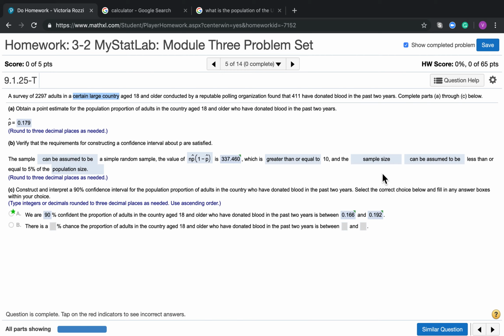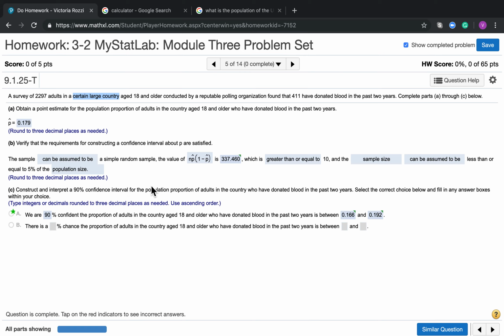So we're assuming here, I'm just using the US as an example, they just said a large country. The sample size can be assumed to be less than or equal to 5% of the population size. And again, I know this was a difficult thing to do unless you had those conditions written. So take a look at that question help. The view an example is a great thing to look through.